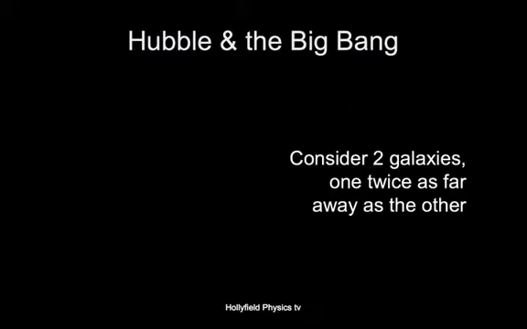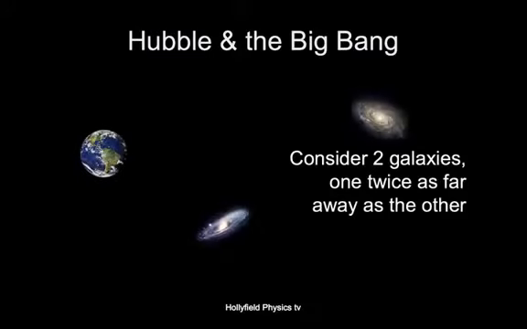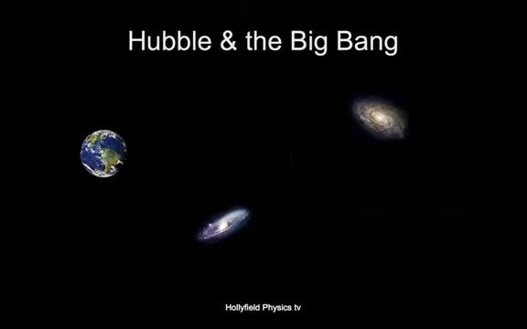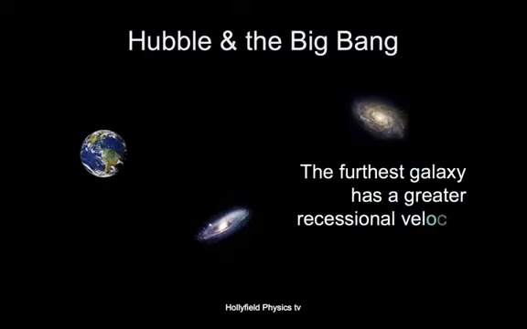What should we do with this data? Well, let's look at two different galaxies. One's twice as far away as the other. From Hubble's law, we know that one that's twice as far away has twice the recessional velocity, indicated by the arrows there.